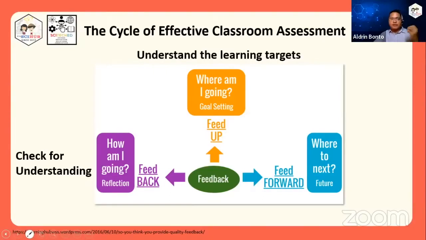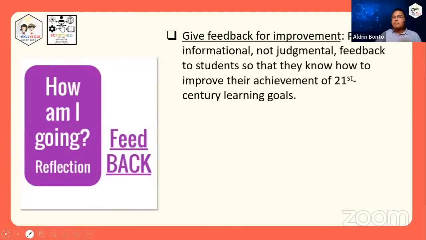Then, how about the feed up? So feed up is to understand the learning targets, and the feed forward is to close the gap. So let's now deal with them one by one. So what do we mean by feedback? So feedback is we give feedback for improvement.